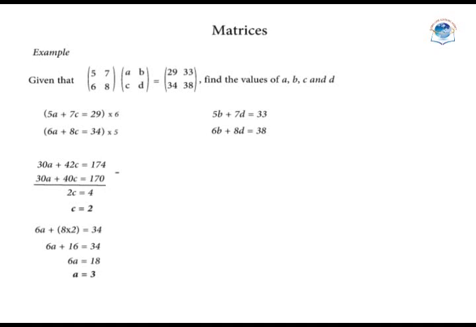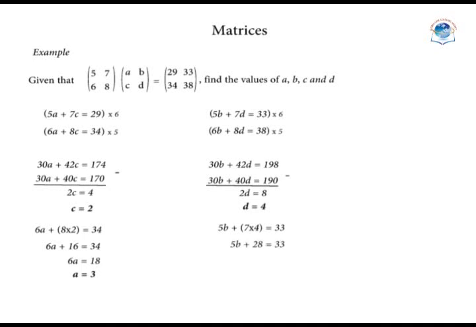The second pair, 5B plus 7D is 33. 6B plus 8D is 38. We eliminate B. We multiply the first one by 6 and the second one by 5. Get 30B plus 42D is equal to 198. 30B plus 40D is equal to 190. We subtract, 2D is 8 and D is 4. We substitute in any of the equations. We do it in the first one. 5B plus 7 times 4 is equal to 33. 5B plus 28 is 33. 5B is 5 and B is 1.